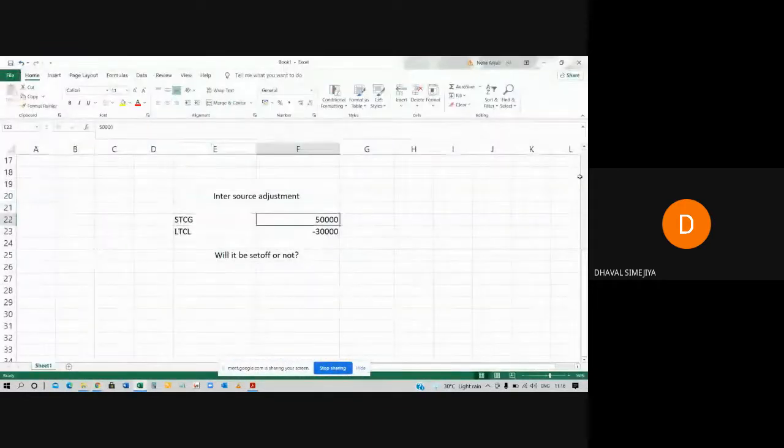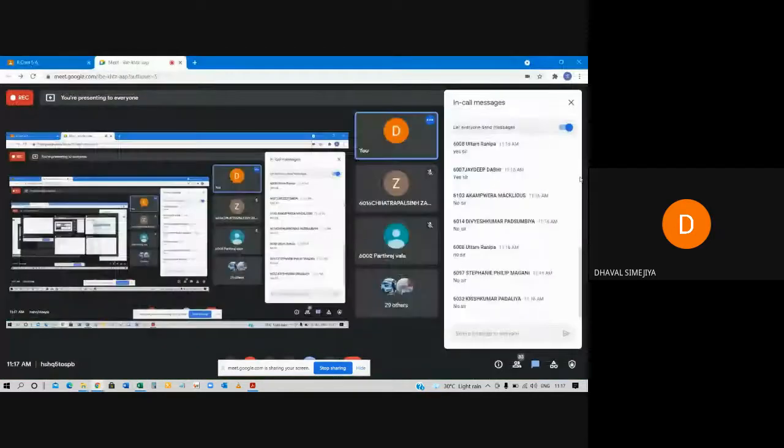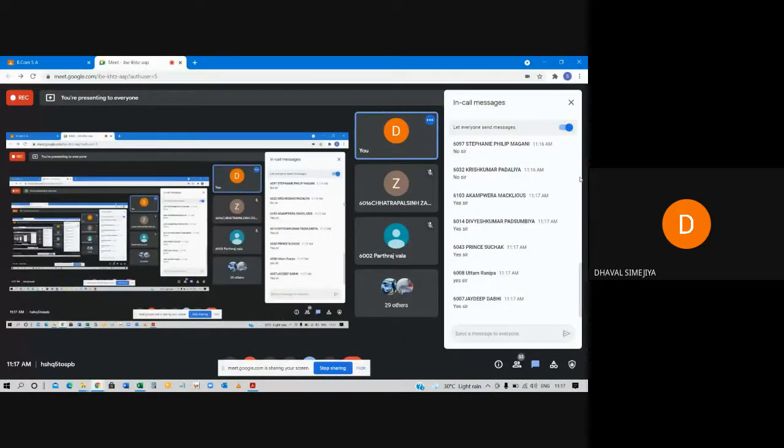Hello. Short-term capital loss 50,000. Long-term capital gain 1 lakh. Will it be set off or not? Hello, read the question. Short-term capital loss 50,000 and long-term capital gain 1 lakh. Will it be set off or not? Okay, Mechalius, DVS, Prince, Uttam, Jaideep. Steve.